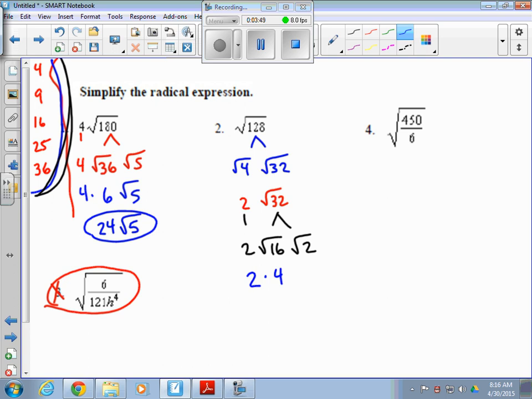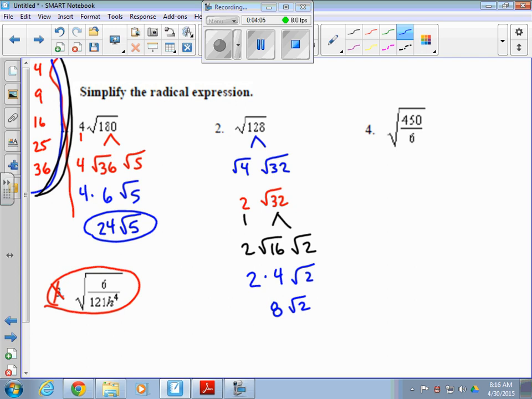Remember, it's not 4 times 4. It's not the square root of 4. It's simply 4 times the square root of 2. And when you put 2 times 4 together, you get 8 times the square root of 2. Ask yourself the same 3 questions again, just to make sure it's simplified.